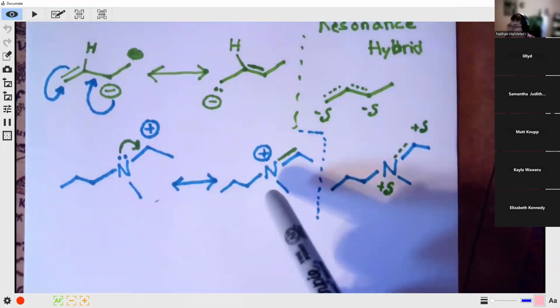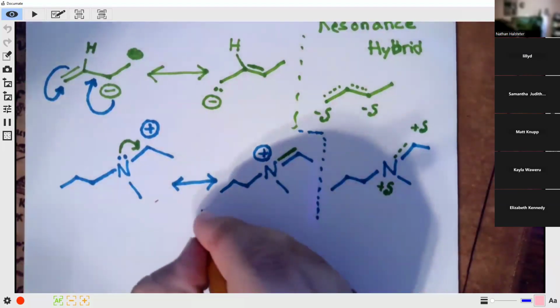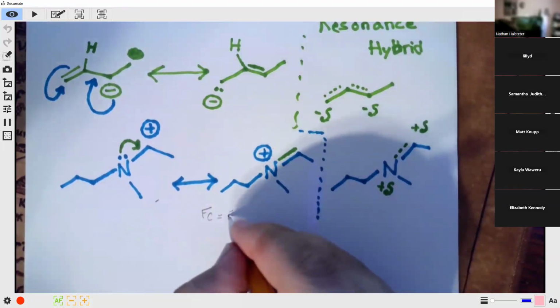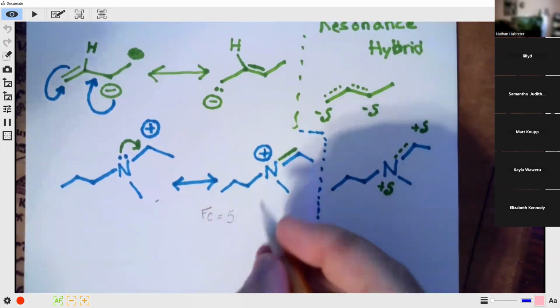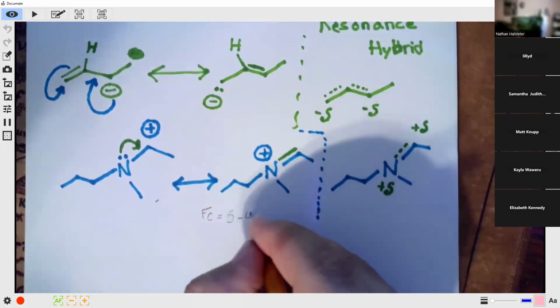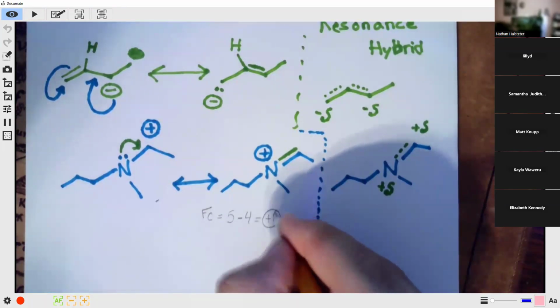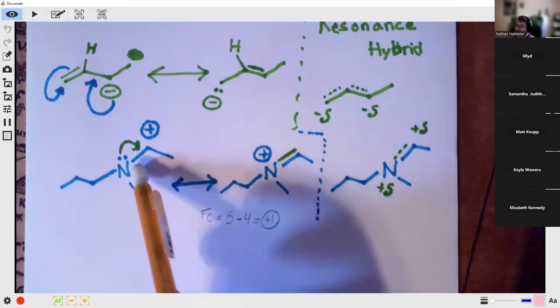Why does the nitrogen have a positive charge? Good question. So if we go through our formal charge calculation, nitrogen is 5. And now it has 1, 2, 3, 4 bonds. So minus the number of bonds, that would equal positive 1. That's how it gets that positive charge. And again, a good way to check yourself is that conservation of charge idea.